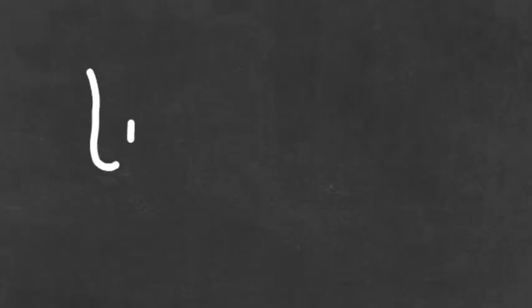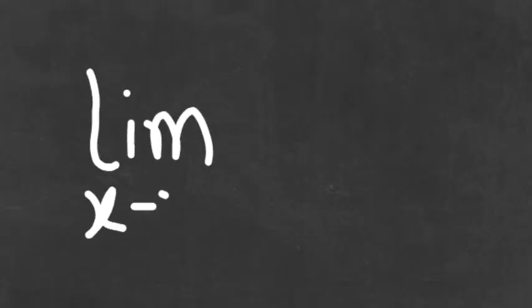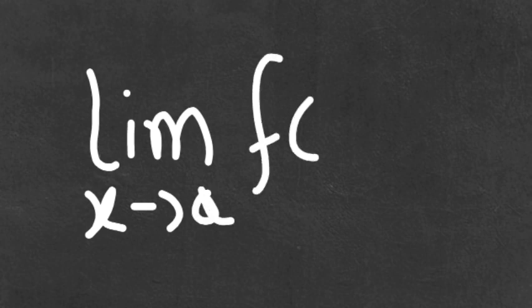Now let's continue with limits. We write limits like this, which is read as limit of f of x as x approaches a, where lim stands for limit. x is the variable we are limiting, a is the point where we don't want x to go, and f of x is the function.